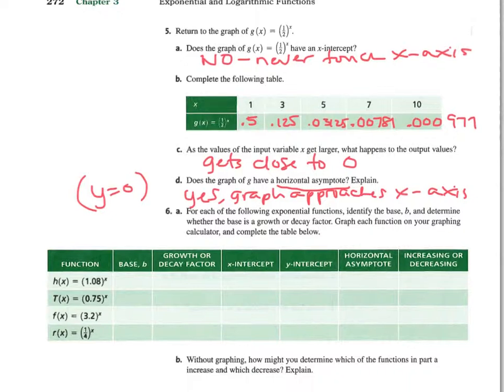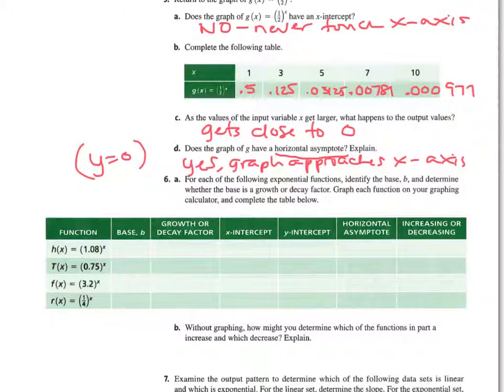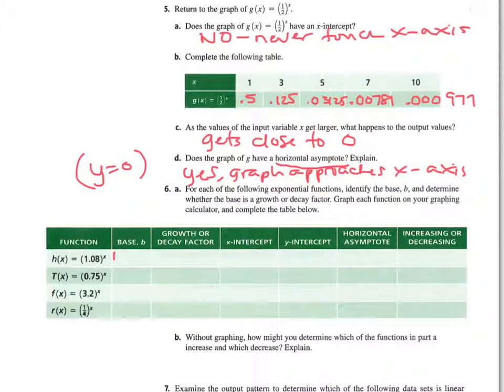Okay, so let's see what this one wants us to do. We're just going to list a couple things for each one of these. So if we have h of x equals 1.08, the base is 1.08. Okay, so this one is a growth. The x-intercept, these are not going to have any. But the y-intercept, if I plug in a 0 for x, is going to come out to be 1. All these exponential ones are going to have the same horizontal asymptote. And since this is a growth factor, this is going to be increasing.